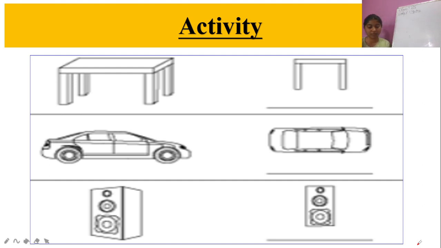So students, let's say if I talk about this Rubik's cube, the front one which you can see is the speaker one, right? And for the top one you can see the car, right? And for the side one you can see the table, right students? So these are some of the views of three-dimensional shapes in our surroundings.